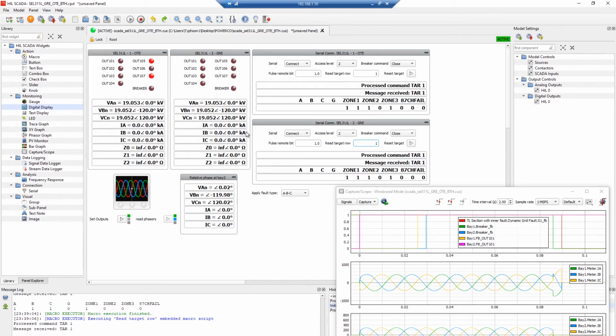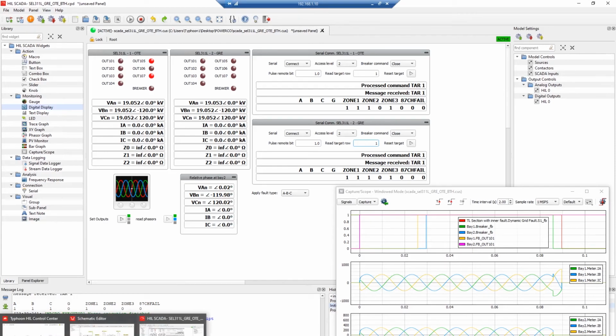So okay, it looks good. When we tried one phase to ground, we saw a little bit different behavior, with one breaker that couldn't open or didn't want to open, while the other understood a fault at zone 2 or level 2.